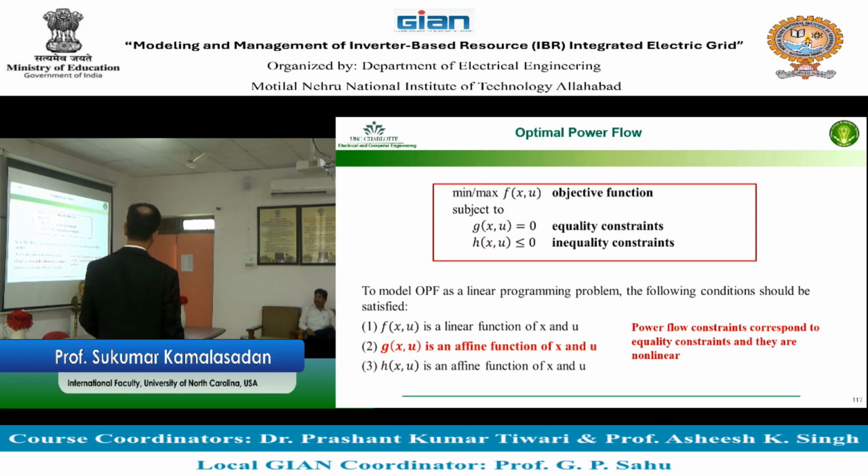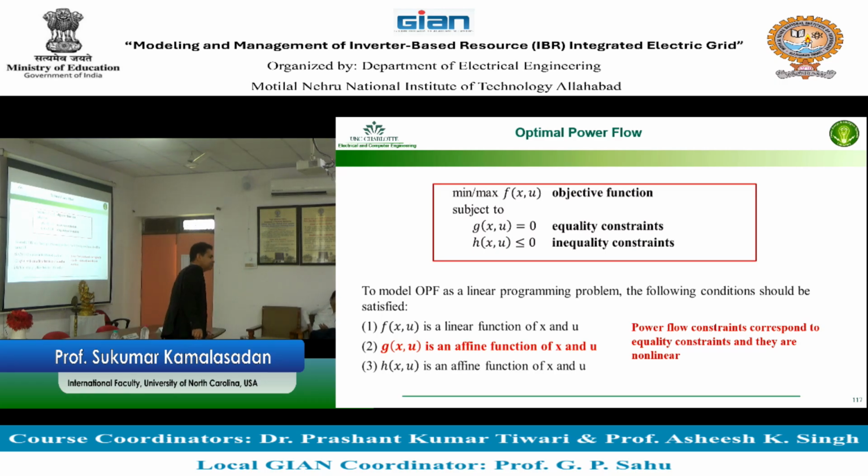So to model it as a linear program, f of x should be linear in x and u. g of x is an affine function of x and u. What does affine mean? What is the difference between a linear and an affine function? In the affine function, your conditions can be non-linear, but the functions have to be cast in the form of linear. That's the difference between linearity and affine. And f of x should be an affine function.